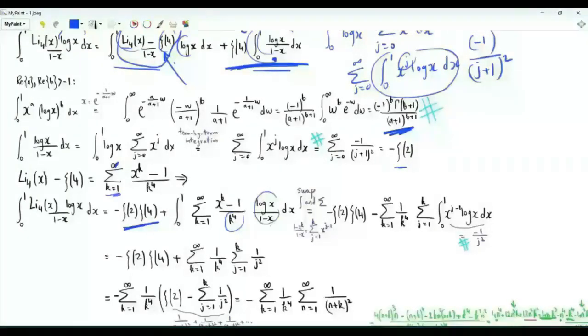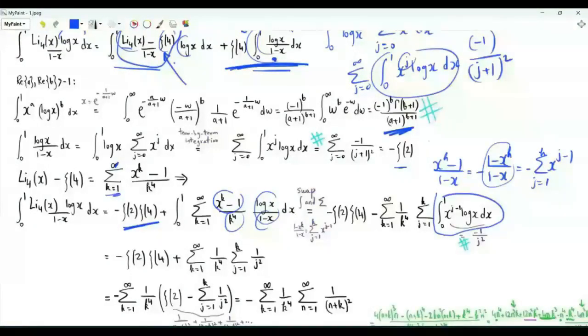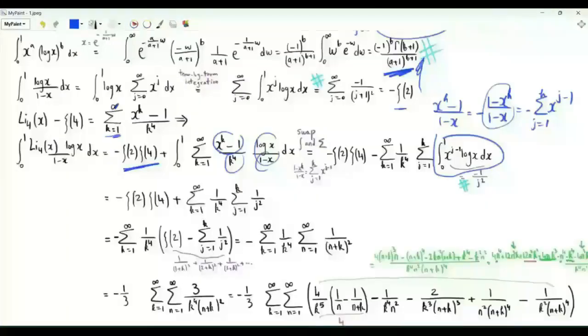We also have log x over 1 minus x. We have x to the k minus 1 over 1 minus x. This is minus 1 minus x to the power k over 1 minus x. This is minus the summation j from 1 to k of x to the power j minus 1. If we integrate term by term, we get this integral, which is equal to minus 1 over j squared when we employ this result. Now we have a double sum, k from 1 to infinity, j from 1 to k, of 1 over k to the power 4 times j squared.